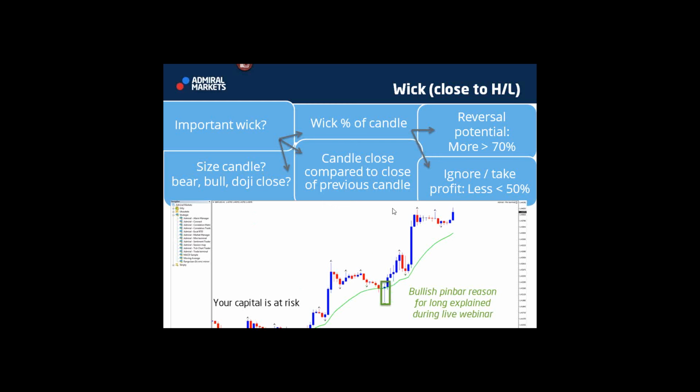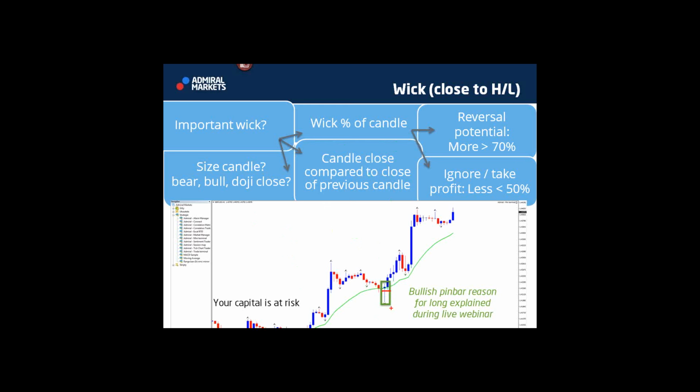The other thing I look at is the candle close compared to the candle close of the previous candle. So for instance, here we have this wick, right? And we see that candle close of the pin bar is basically above the close of the previous candle. That's a nice little extra confirmation that the close is above the previous close, indicating, I think, a higher chance of a potential reversal.